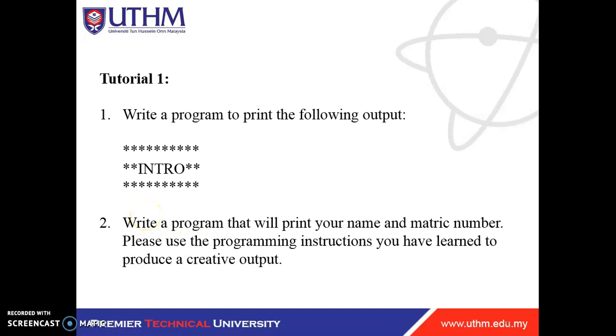So what you have to do now, after I show you the 2 examples, is write a tutorial which I will attach in the Google form for you guys. Okay, write a program to print the output. You need to print the output like the hello UTM just now, but you need to type this. Okay, and then write a program that will print your name and matrix number. Please use the programming instructions that you have learned to produce a creative output.